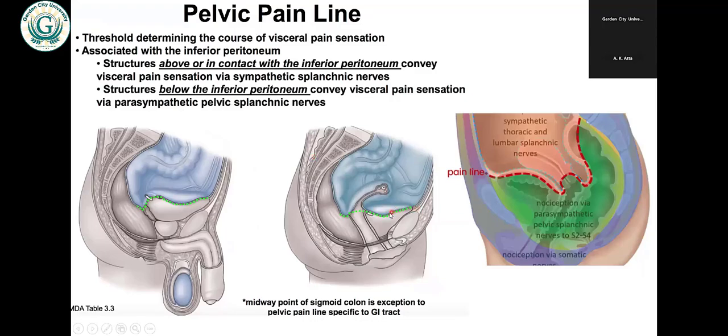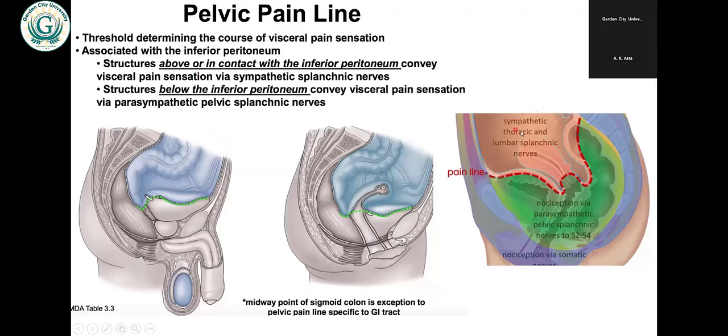So this one is what we call the pelvic pain line. Now above the pelvic pain line, those structures that are in contact with the peritoneum, the pain sensation travels along the sympathetic pathway. Those below the pelvic pain line travel along the parasympathetic pathway.